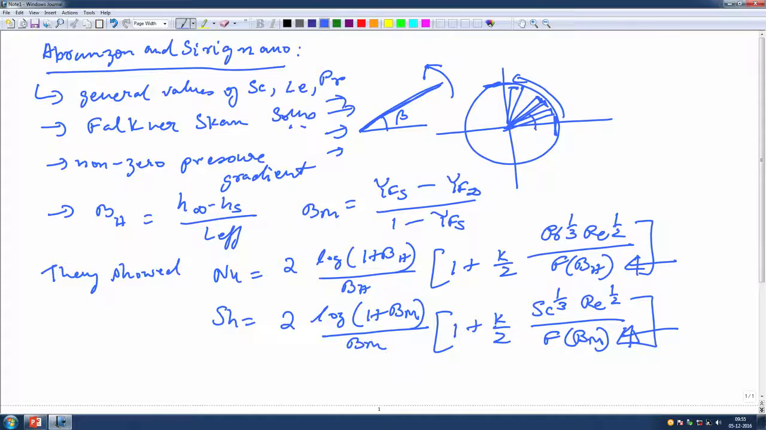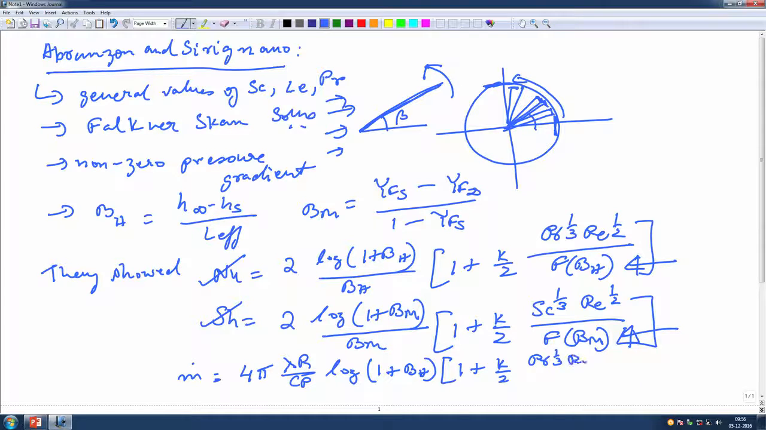Using this class of solutions, they found the Nusselt number and the Sherwood number, and the important part is of course the evaporation rate, which is m dot. That is given as 4 pi lambda r over Cp, log of 1 plus Bh, times 1 plus k by 2 Prandtl to the 1/3 Reynolds to the half f(Bm). Got it.